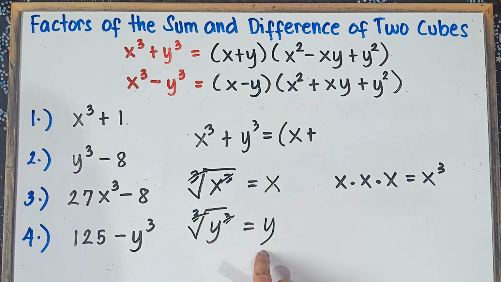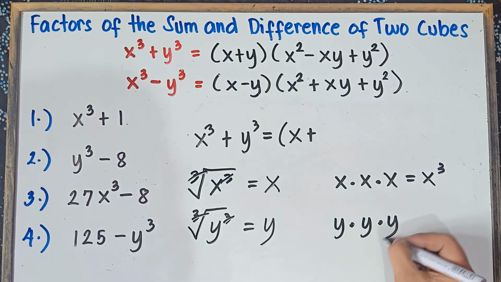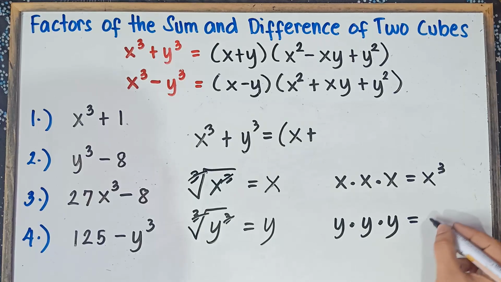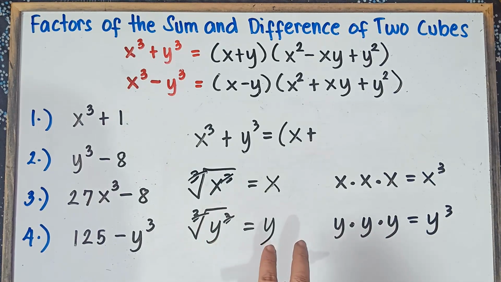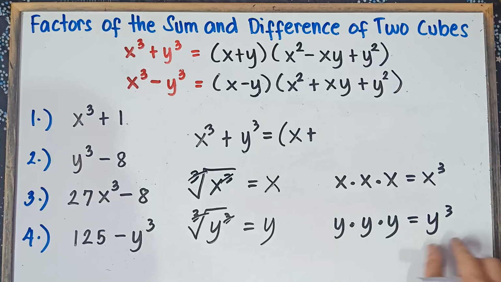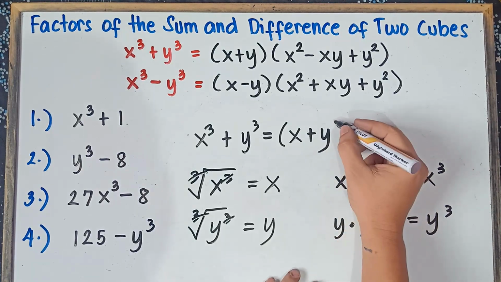Sir, why is it y? Because if you multiply y by itself 3 times, y times y times y, that would be equal to y cubed. So therefore, the cube root of y cubed would be equal to y, because if we multiply y by itself 3 times, we will get y cubed. So that would be our second answer, that would be equal to y.